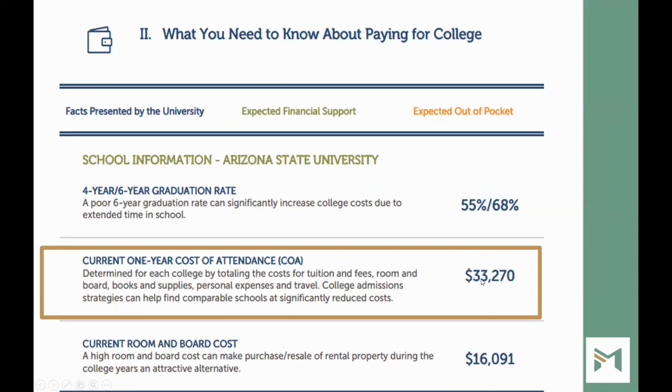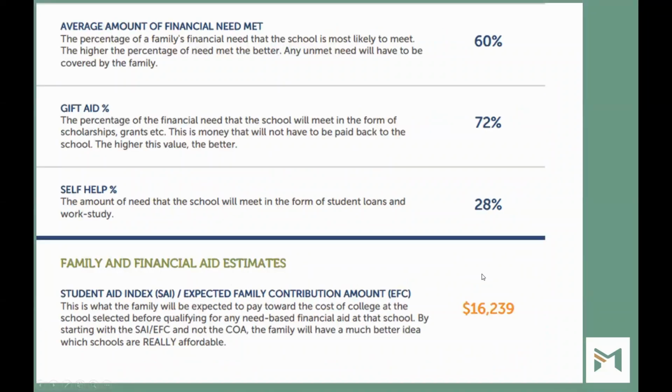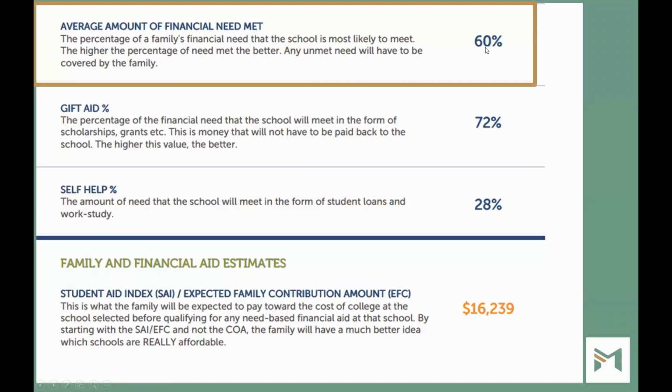So at ASU, it's now $33,270. Of that $33,000, tuition, room and board are $16,000. So this number here does include that. We're also going to find out how generous the schools are. So how much need will your student's school of choice meet? At Arizona State, if I have $10,000 worth of need, they're only going to meet $6,000 or 60% of that need.